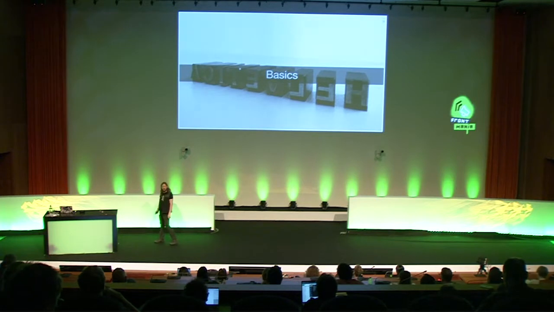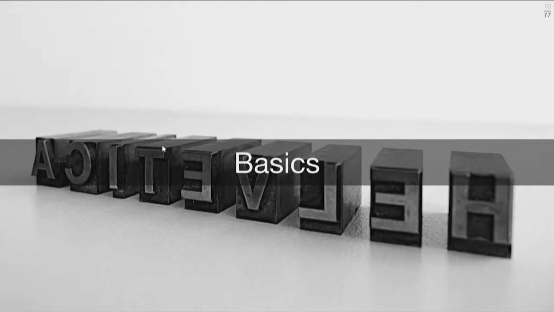So, first question. What is that a picture of? Do you know? Yes, metal stamps. It says Helvetica, and it says it backwards, because this is actually what you would put the ink on to print on paper. But we've come on a bit since we had to cast metal.